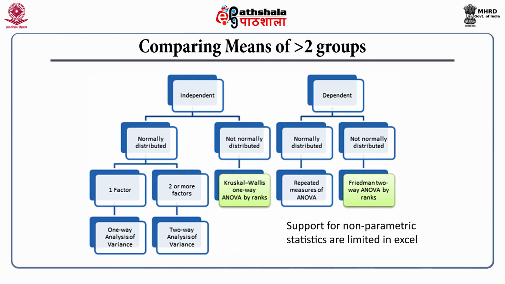is a non-parametric test. If it is dependent and normally distributed, we have to use repeated measures ANOVA, and if it's dependent and not normally distributed, we have to use Friedman two-way ANOVA by rank. Neither of these non-parametric methods, the Friedman test or the Kruskal-Wallis test, is supported in Excel. So we have to use another software package like GraphPad Prism.